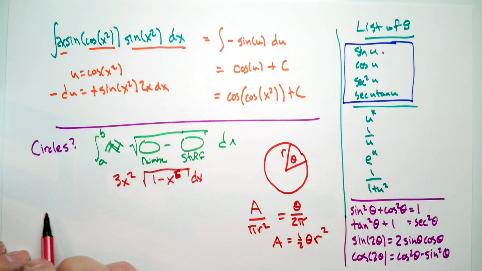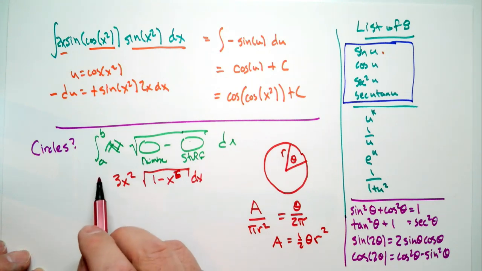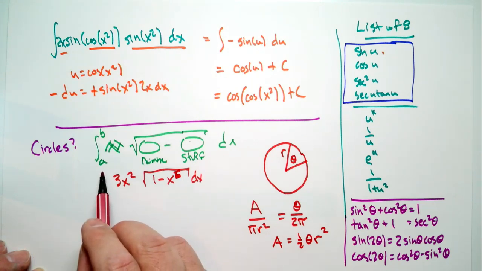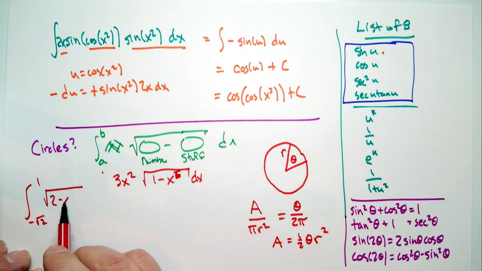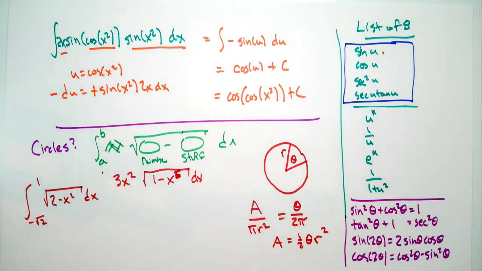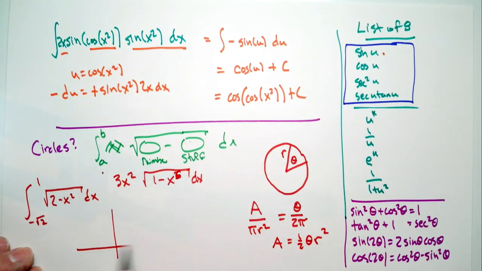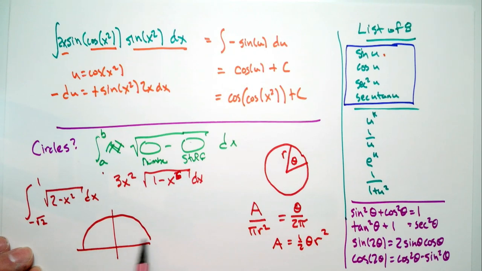So how do you use this? Well, suppose we had the following. Let's suppose we want the integral from minus root 2 to 1 of the square root of 2 minus x squared dx. This is kind of like something similar to one of the ones on your quiz. What you're looking for, just sketch the picture. You're going from minus root 2 up to positive 1. So you want this part of the circle.